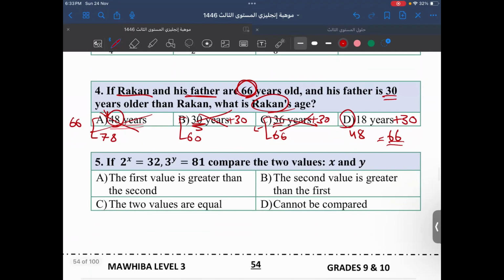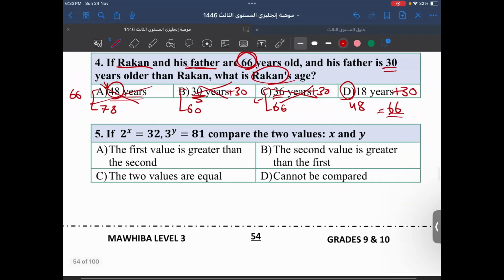Anyone has any question? Okay. Yeah, let's see question 5. Who can do question 5? Anyone? Miss, I don't understand the question. Let's see. Just read the question for me.